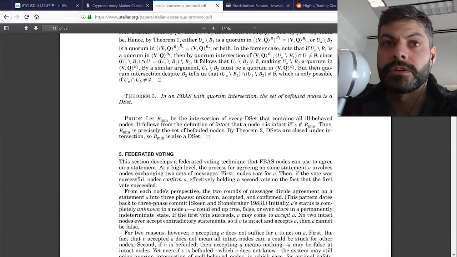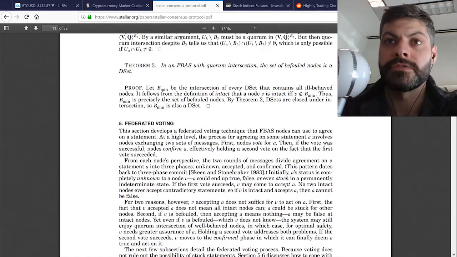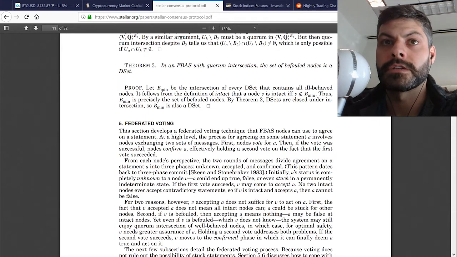5. Federated Voting. This section develops a federated voting technique that FBAS nodes can use to agree on a statement. At a high level, the process for agreeing on some statement A involves nodes exchanging two sets of messages. First, nodes vote for A. Then, if the vote was successful, nodes confirm A, effectively holding a second vote on the fact that the first vote succeeded. From each node's perspective, the two rounds of messages divide agreement on a statement A into three phases: unknown, accepted, and confirmed. This pattern dates back to three-phase commit.